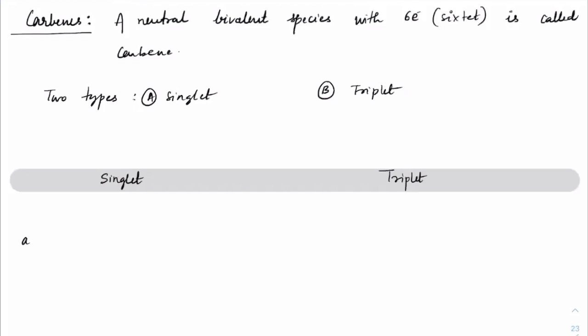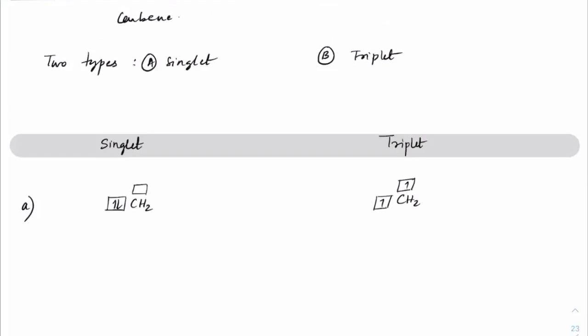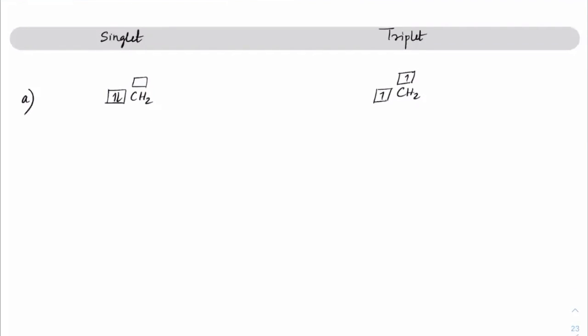When it comes to singlet, by structure, if you observe, it would have CH2 with an empty orbital, and the other orbital will have a pair of electrons. While on the triplet side, I have CH2 with 2 radicals, which means 2 unpaired electrons. So it would have 2 orbitals, and both will have 1 unpaired electron. Everyone, I hope you got the point.